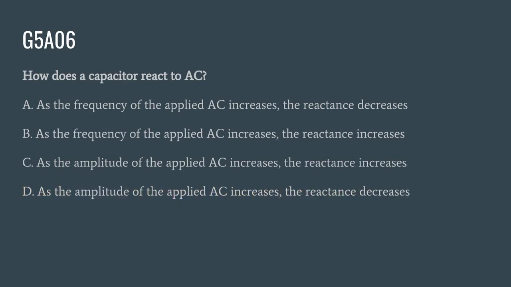G5A06. How does a capacitor react to AC? A, as the frequency of the applied AC increases, the reactance decreases. B, as the frequency of the applied AC increases, the reactance increases. C, as the amplitude of the applied AC increases, the reactance increases. Or D, as the amplitude of the applied AC increases, the reactance decreases. A, as the frequency of the applied AC increases, the reactance decreases.